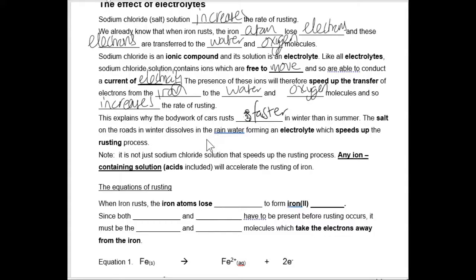Note, it is not just sodium chloride solution that speeds up the rusting process. Any ion-containing solution, acids included, will accelerate the rusting of iron.